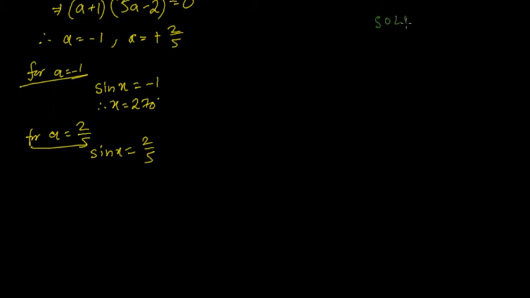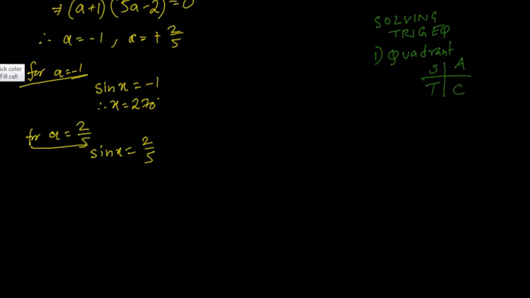So solving a trigonometric equation, step 1, select the quadrant. You have to draw the quadrant. So you have to remember cos positive, all positive, sine positive, tan positive, CAST. So you have to remember that. So for this, the first thing that we do is select the quadrant.